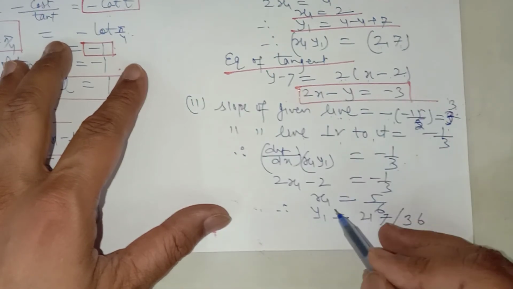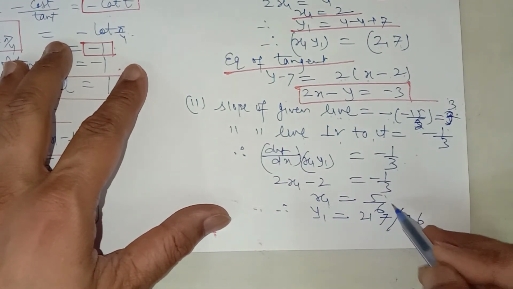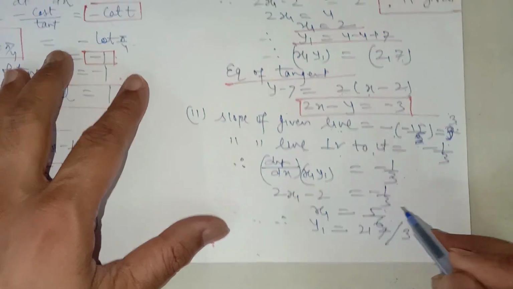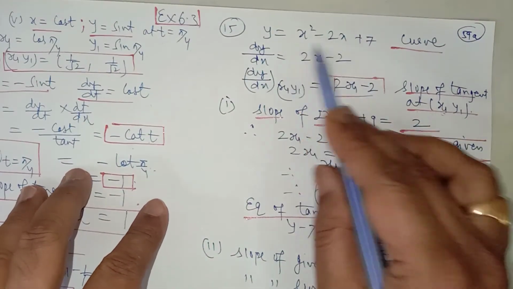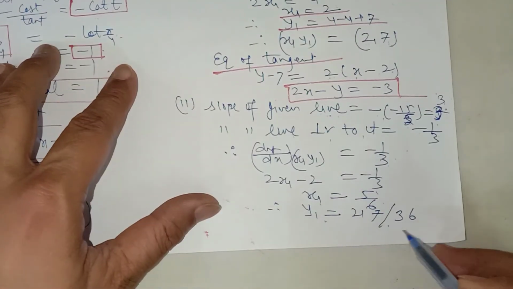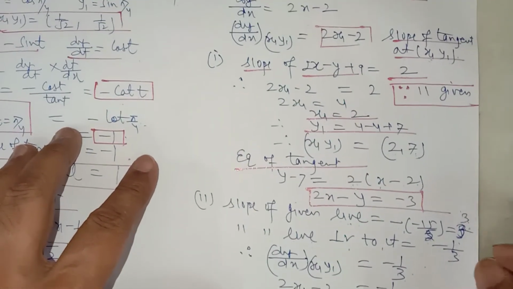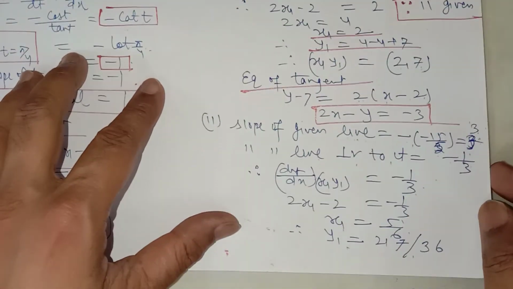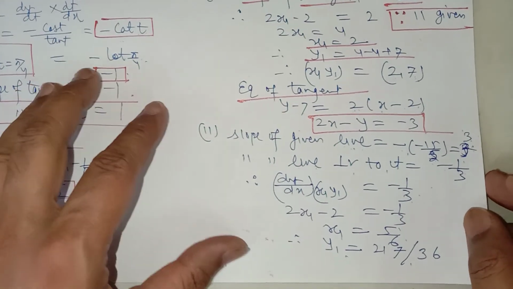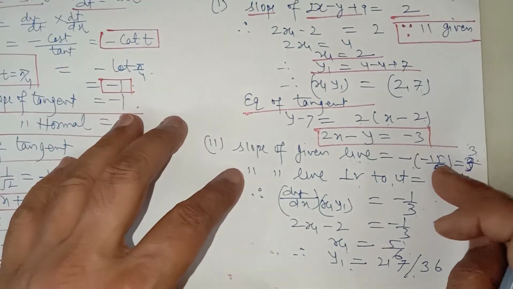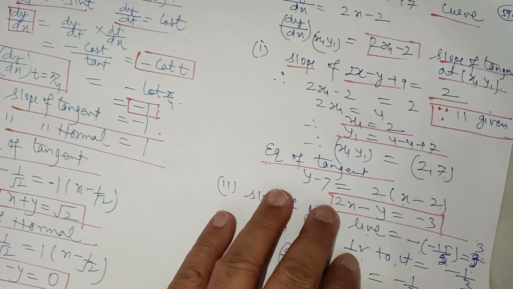By doing this, you are getting the x coordinate as 5 upon 6. When you put x coordinate 5 upon 6 in the original equation, you will get the y coordinate, which is coming out to be 217 upon 36. So these are the coordinates of the point where the tangent is perpendicular to the given line. You have to find the coordinate.